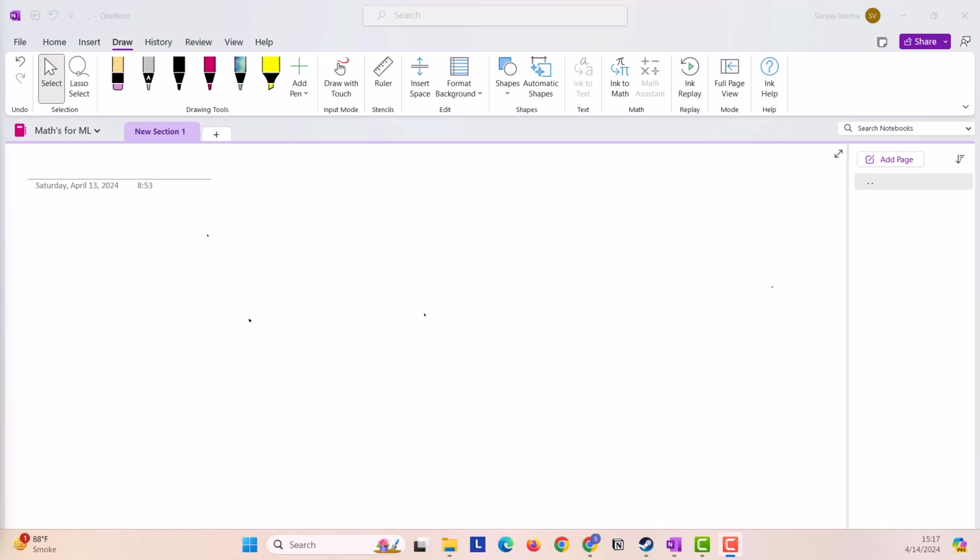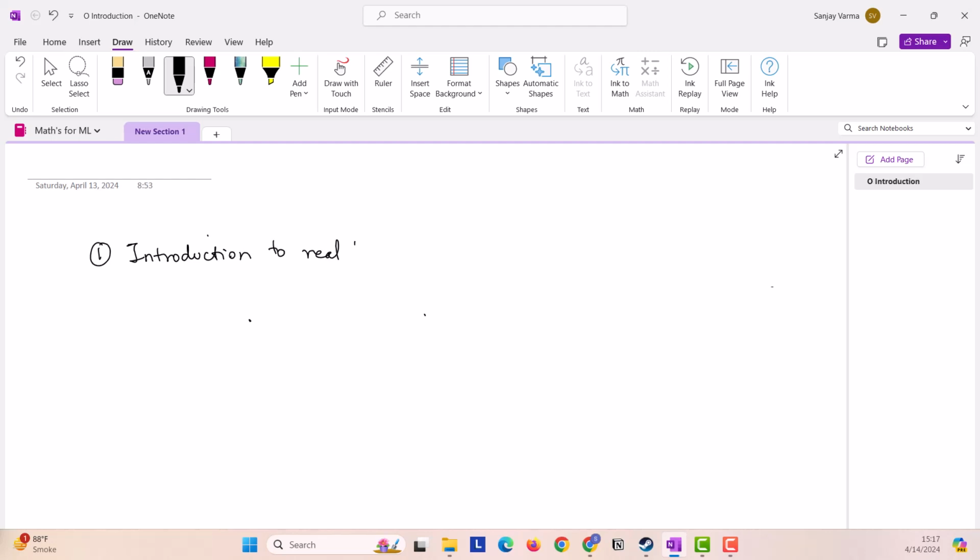Today we will be learning about basics of maths which will be required for learning ML, and let's get started. So today we will be learning about a real life problem through which we will learn the basics of maths. And so the things we will be learning is the introduction to a real life problem.